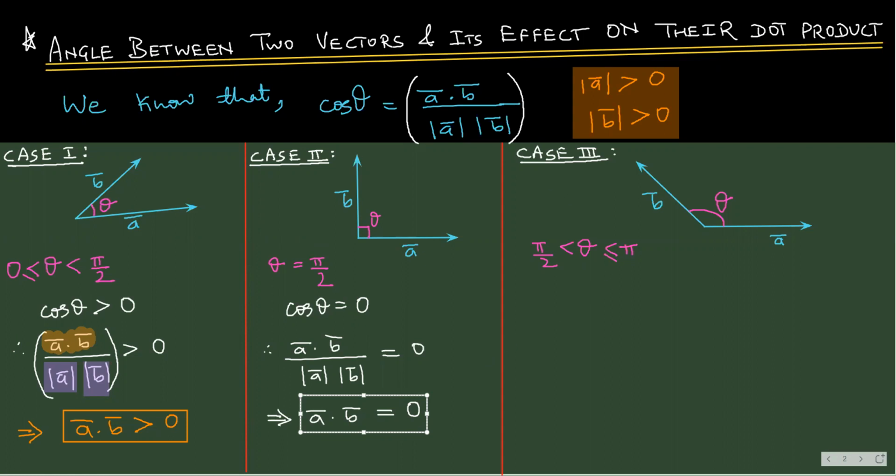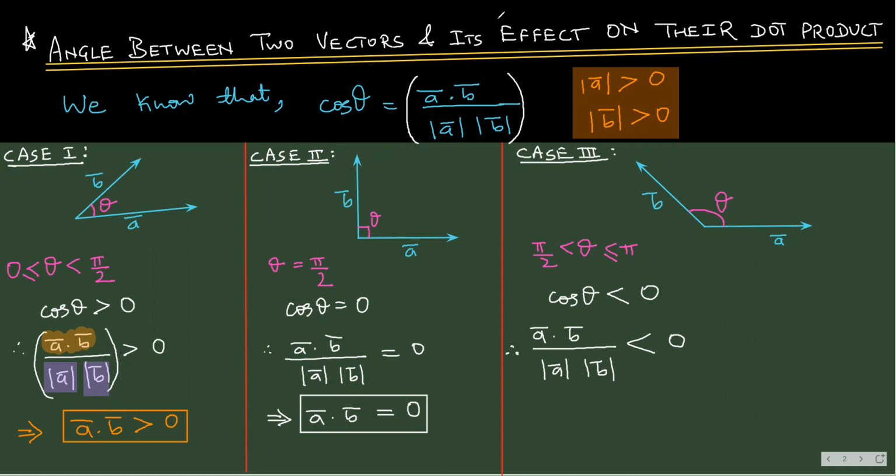The third case here is when theta is greater than pi by 2, lesser than or equal to pi. Now, as we know, students, when you have theta in this interval, cos of theta will always be negative. Cos of theta will be lesser than 0. Now, what is cos of theta here? Cos of theta is a bar dot b bar upon mod a bar mod b bar. So we can say cos of theta is lesser than 0. Therefore, this whole thing needs to be lesser than 0.